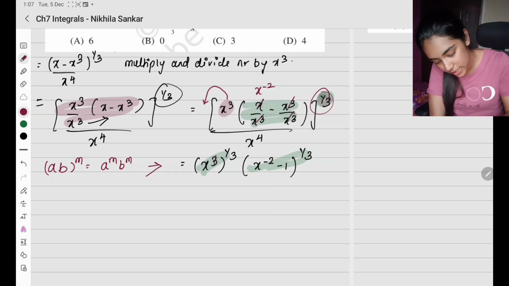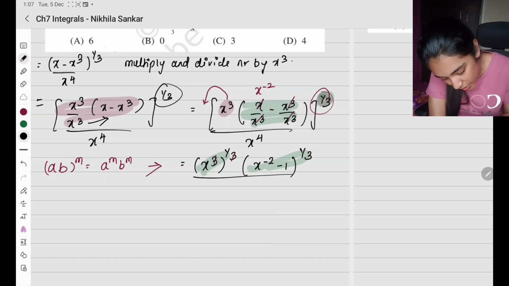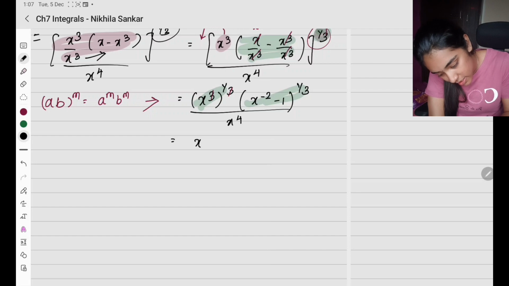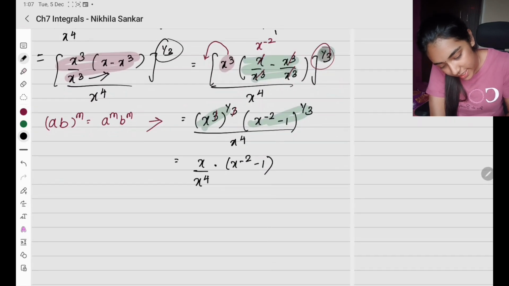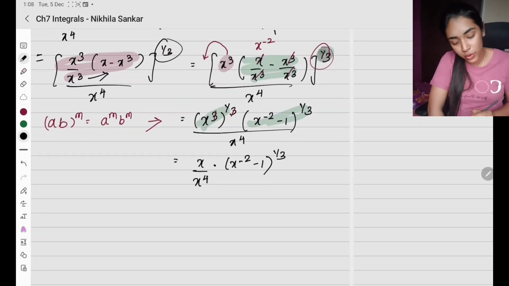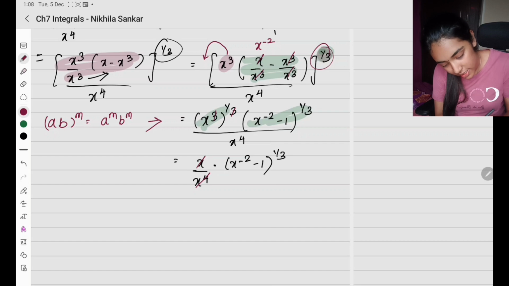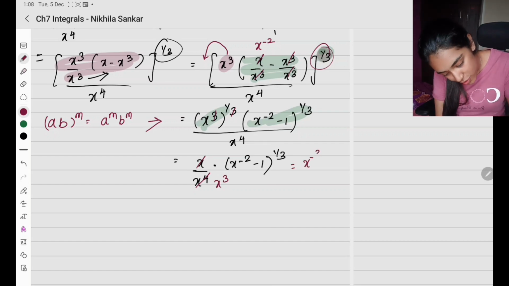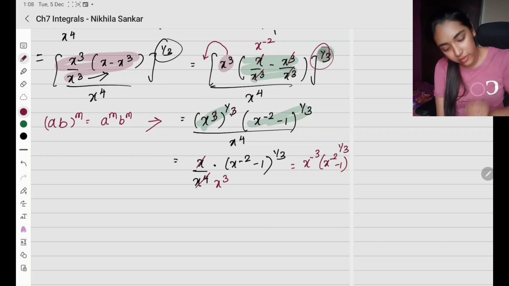Now what happens? The 3 and the 3 get cancelled. So I have divided by x power 4. So now I have x divided by x power 4 times x to the minus 2 minus 1 inside the cube root. Okay? So this gets cancelled and this becomes x cube. When I bring the x cube to the numerator, I have x to the minus 3 times x to the minus 2 minus 1 to the power 1 by 3.